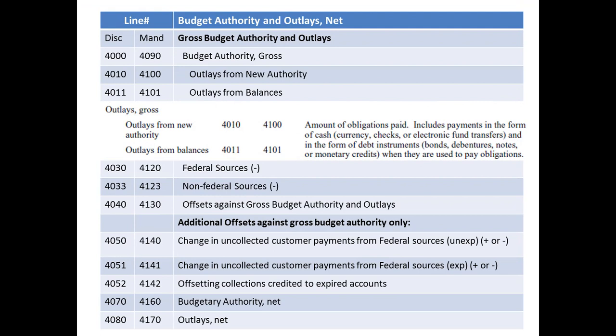Discretionary outlays from new authority appear on line 4010, and mandatory outlays from new authority appear on line 4100. Discretionary outlays from balances are on line 4011, mandatory 4101. Now we know the total amount of budget authority and outlays from all sources. Next, we want to identify the offsetting collections against this gross budget authority and outlays.